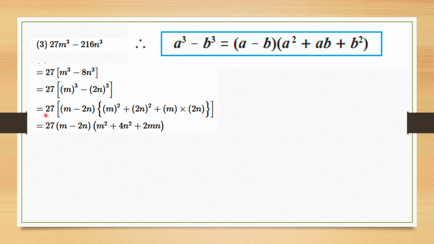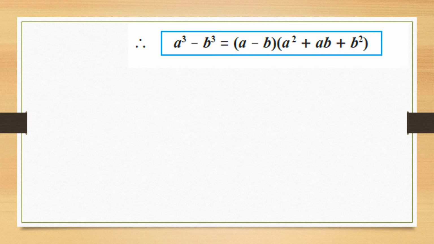So we'll just simplify this further. This 27 will keep it as it is. This becomes m minus 2n. m the whole bracket square will become m square, plus 2n the whole bracket square will become 4n square, plus m into 2n will become 2mn. So the final answer of this expression is 27 into (m minus 2n) into (m square plus 4n square plus 2mn).